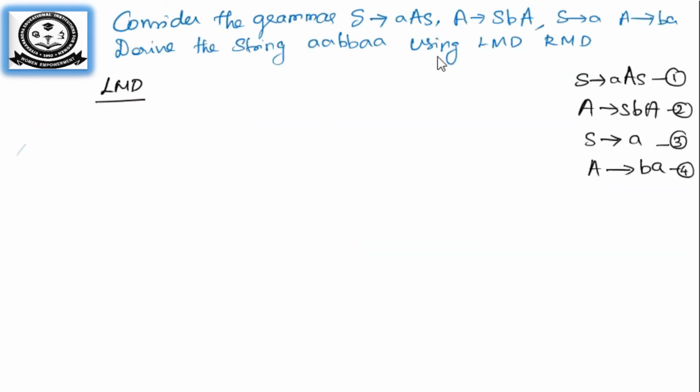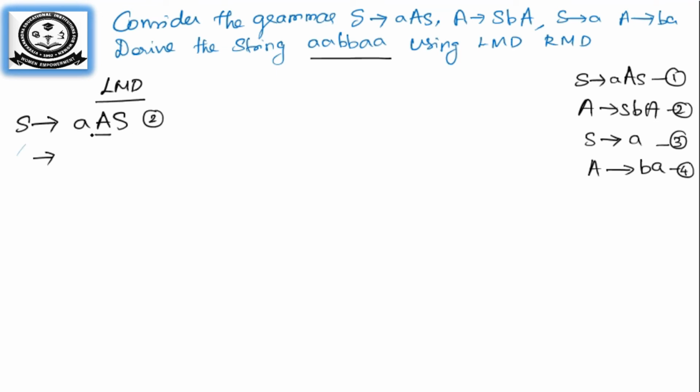Now you are given a grammar and a string A, B, B, A, A. You have to show how it is derived using LMD and RMD, that is leftmost derivation and rightmost derivation. I have written the rules here. So let me start. The starting symbol is S, as we always know. So we'll have S tends to AAS. Now I need multiple A's, so we'll take the second rule and substitute using rule 2.